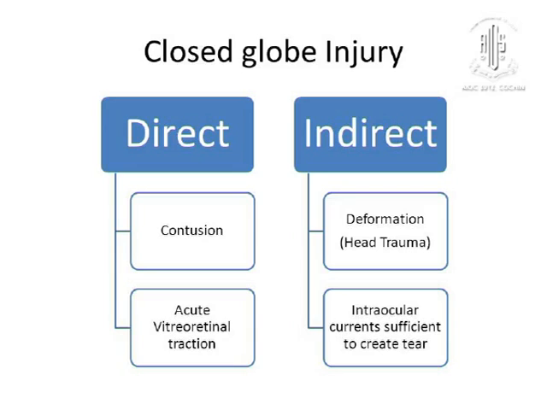Closed globe injury is also further divided into a direct injury, when the injury is directly onto the globe, and an indirect injury. We generally do not consider an indirect injury as a main cause of retinal detachment. Sometimes patients say the trauma was on the temporal side of the head, but retinal detachment can occur even with indirect blunt injury, as during the time of injury there are intraocular currents which are sufficient to cause a retinal tear, and later on can lead to retinal detachment.